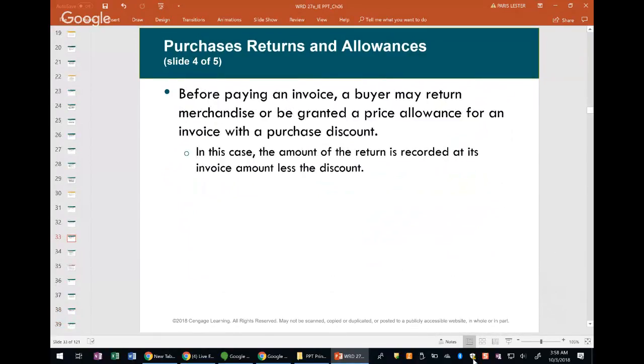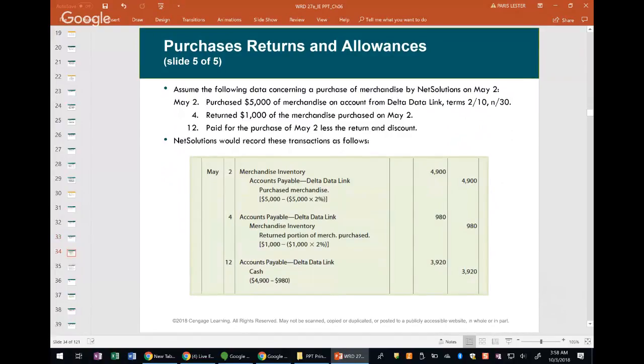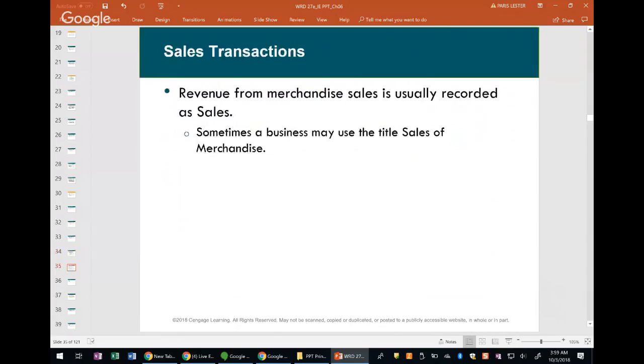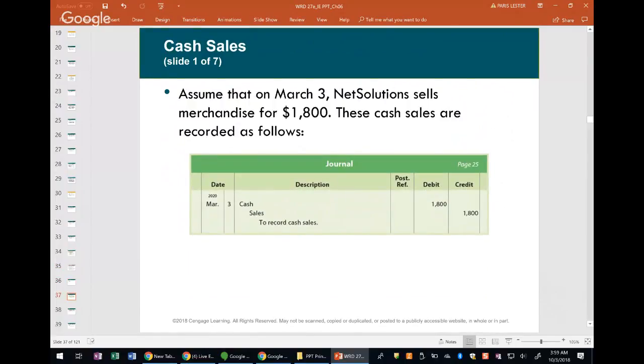So you've got a lot to learn in chapter 6. Please read it well. You've got all these purchases, sales, discounts, returns, allowances, perpetual, periodic, and journal entries for all of those. Here, merchandise inventory was sold with a 2% discount. You take the discount out up front. Return some of the merchandise at net and then pay for the merchandise at net. Cash sales, no problem.